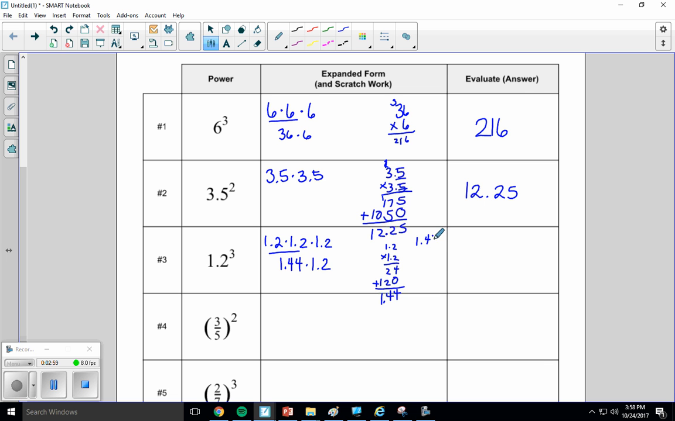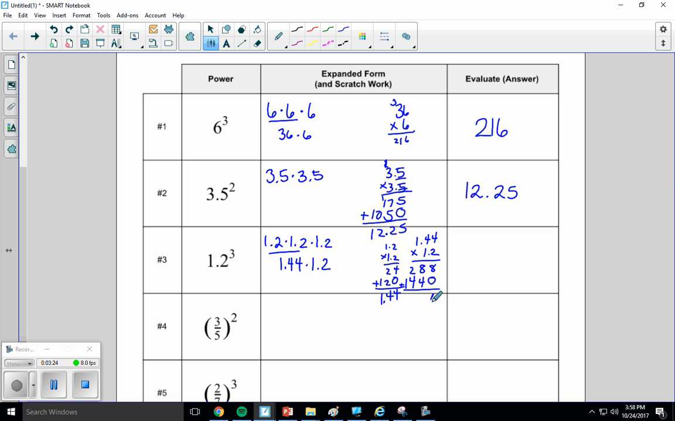So let's do another math problem. Set up like that. Remember, when you're multiplying, you do not need to line up your decimals. 2 times 4 is 8. 2 times 4 again is 8. 2 times 1 is 2. Placeholder 0. 1 times 4, 4. 1 times 4, 4. 1 times 1, 1.